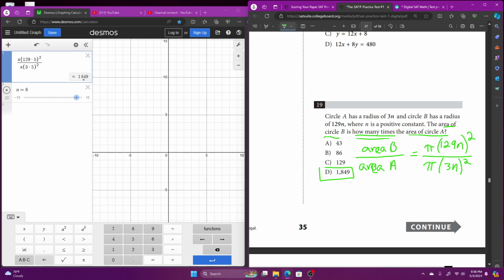Boom, buddy, boom. And on IXL, there's similar practice to this. If you look at lesson YA8.